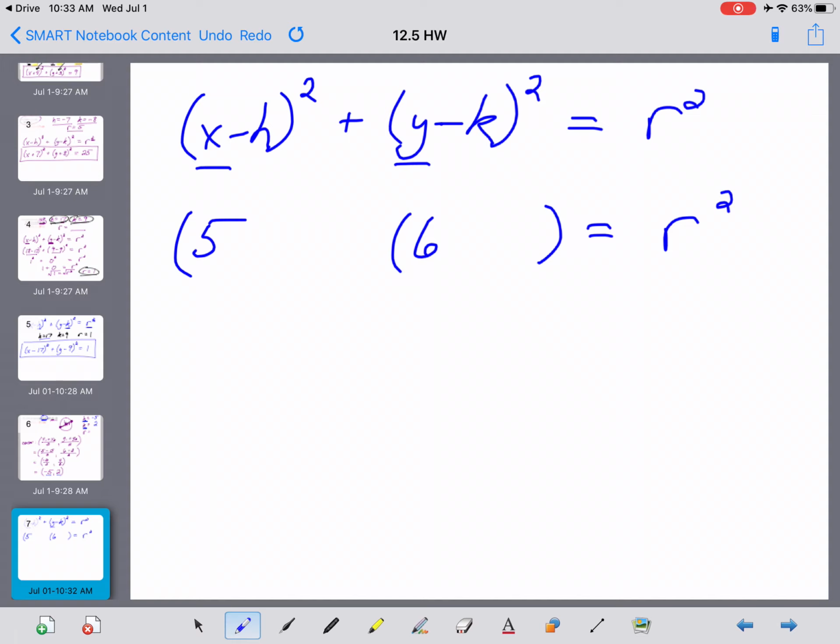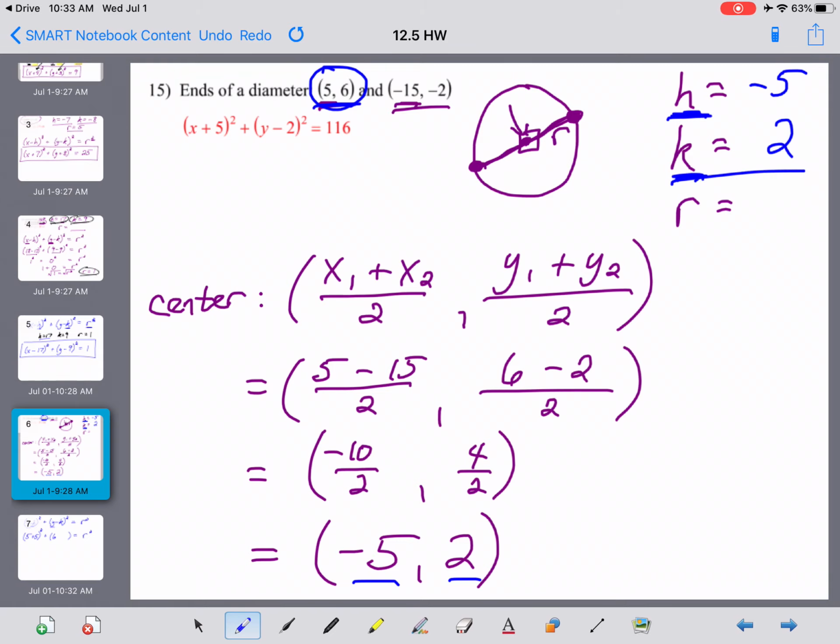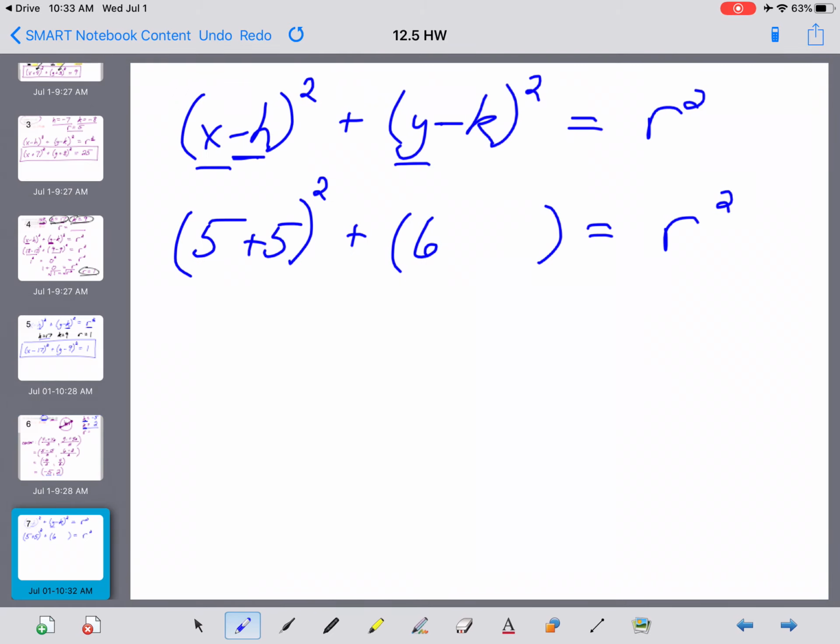So right here we would write x minus negative 5. That's going to come out as a plus 5. Close it and square it. Plus, and our y minus k, well, since k is 2, that's going to be a 6 minus 2. Close it and square it equals r squared. Okay, what do we have here, guys? 5 plus 5 is 10. Don't forget to square that to get 20. Nope, not that. To get 25.